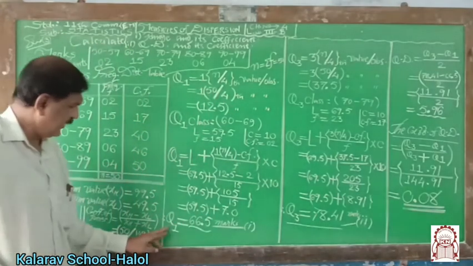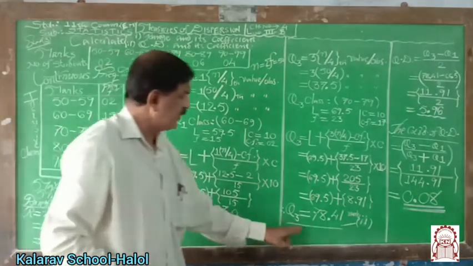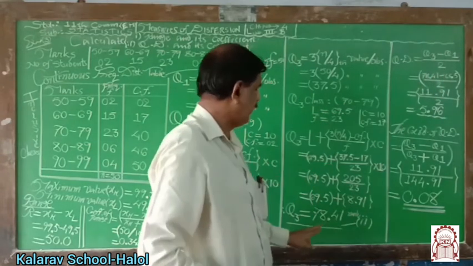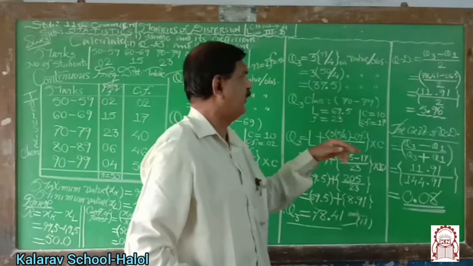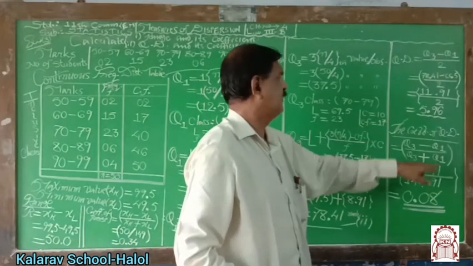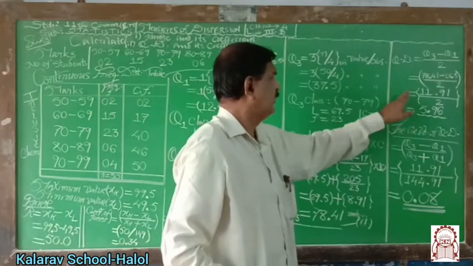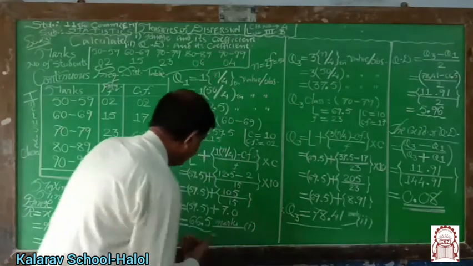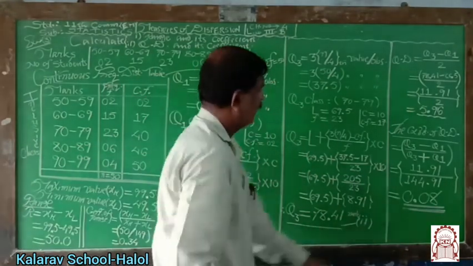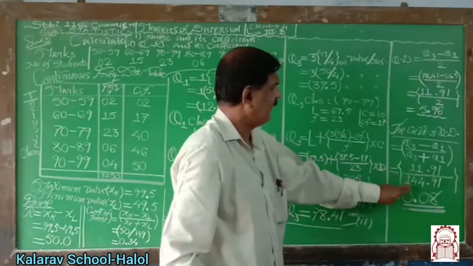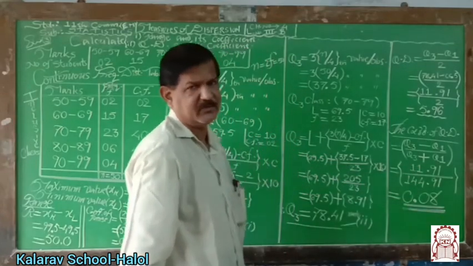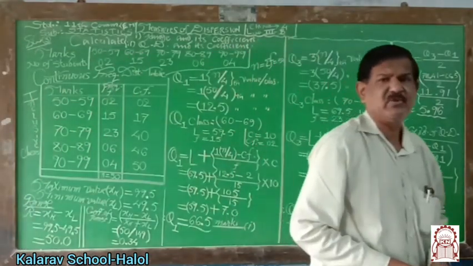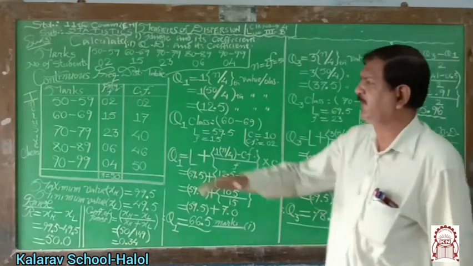Now, Q1 is 66.5 marks and Q3 is 78.41 marks. Quartile deviation is Q3 minus Q1 upon 2: 78.41 minus 66.5 upon 2. The answer will be 5.96. For the coefficient of QD, numerator is 11.91 and denominator addition is 144.91, which is 66.5 plus 78.41. Ultimately, the answer will be 0.08.